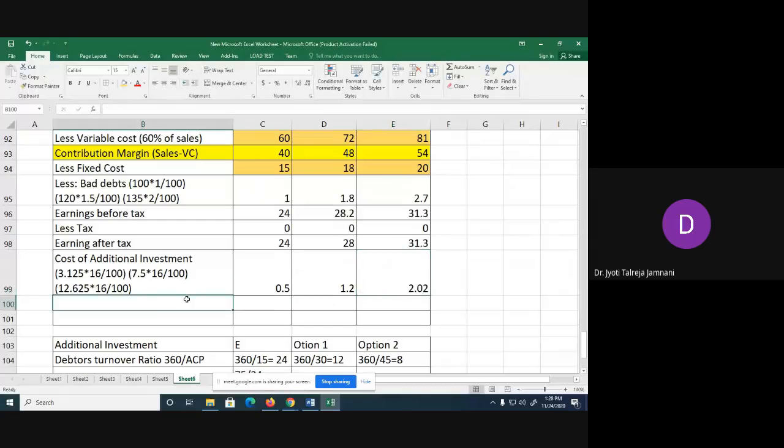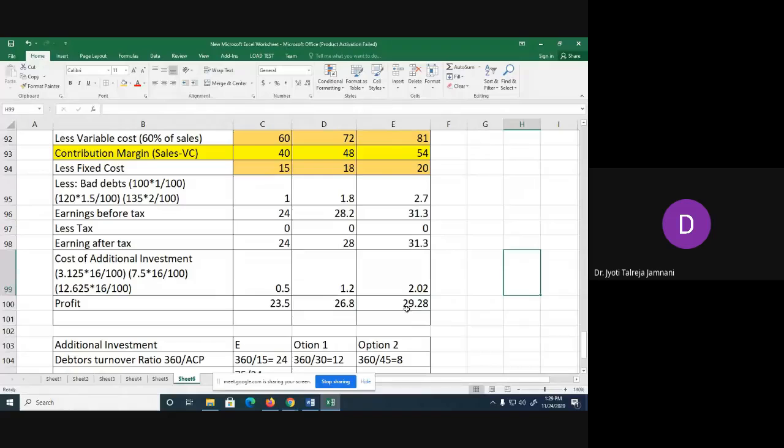So we'll minus this to get the profit. From earning after tax 24, if I minus 0.5, I get 23.5. Then 28 minus 1.2, you get 26.8. And last 31.3 minus 2.02, you get 29.2.